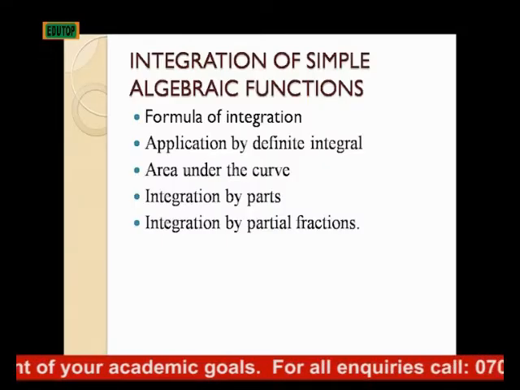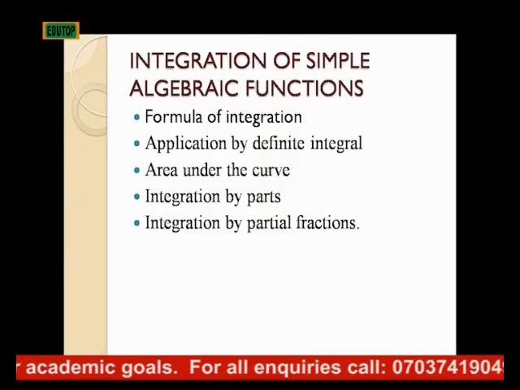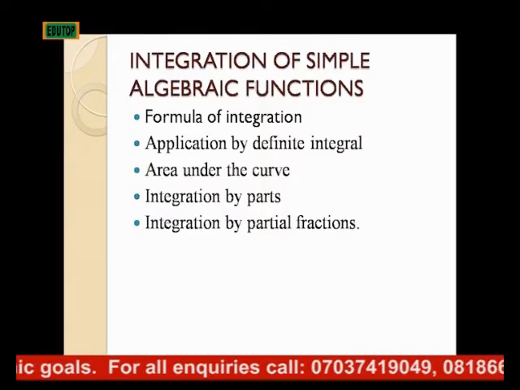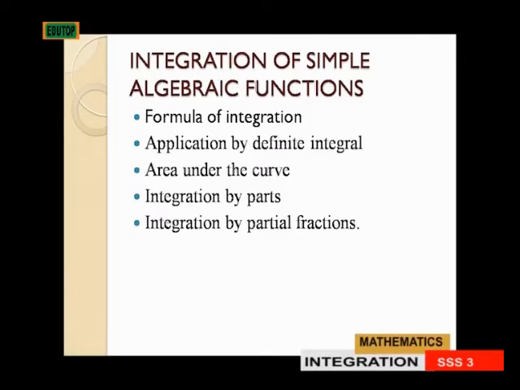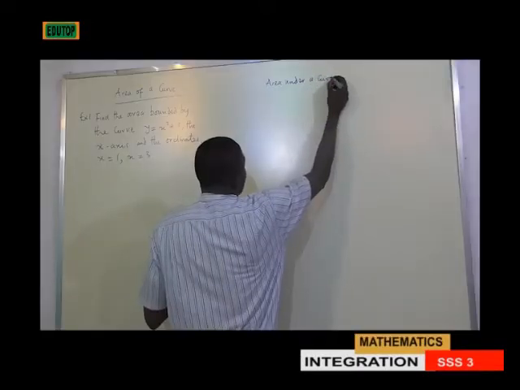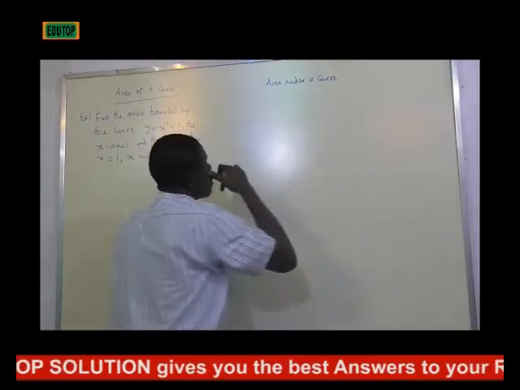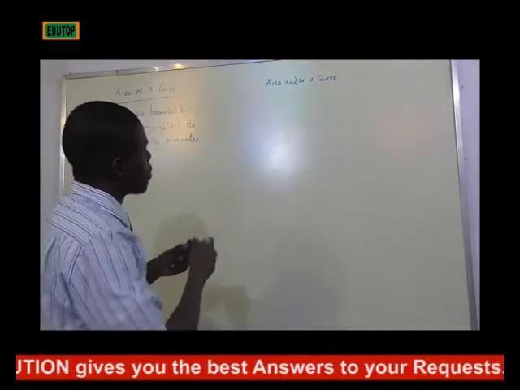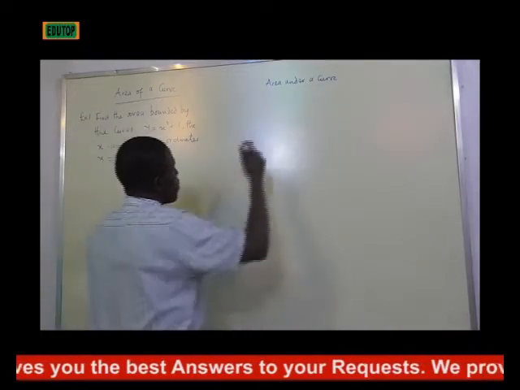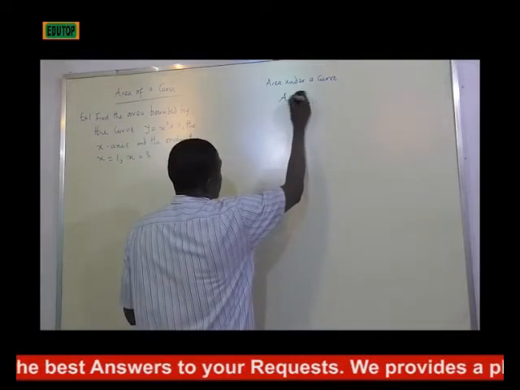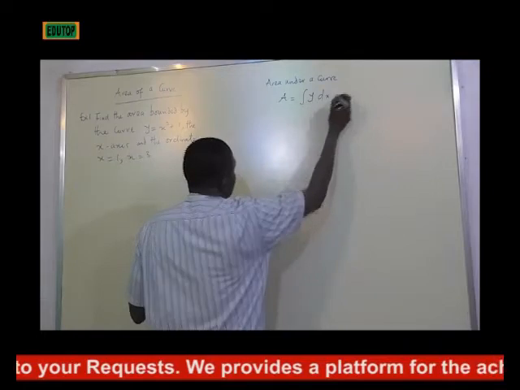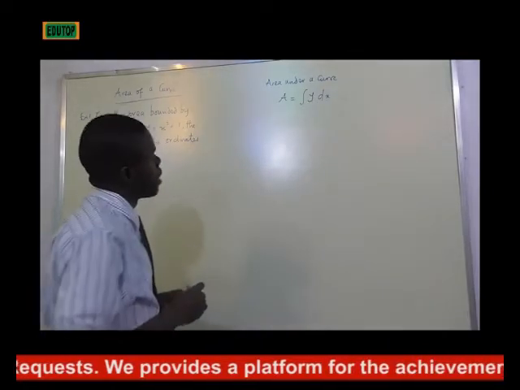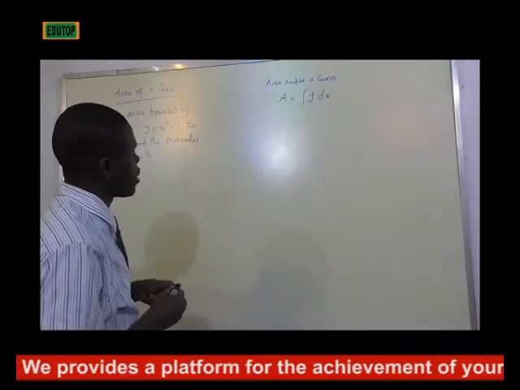Now let's talk about area under the curve. Under this concept, we have the formula given. Area under the curve is integral of y dx. That's the formula for calculating the area under the curve.